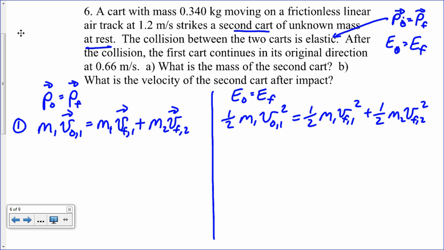All right, so there are my two sets of equations. My unknowns are M2 and V2F, or VF2. I don't know either one of these unknowns, and I need to find out what both of them are. But you have a system of two equations and two unknowns, so you can solve for both of those. I'm going to solve equation 1 first for M2.